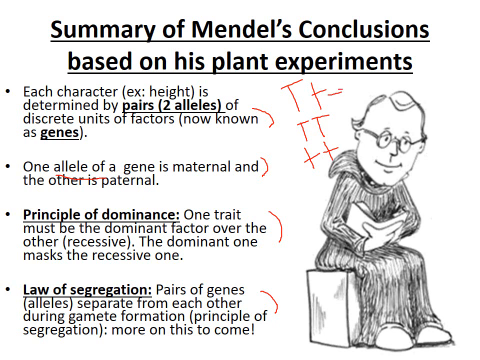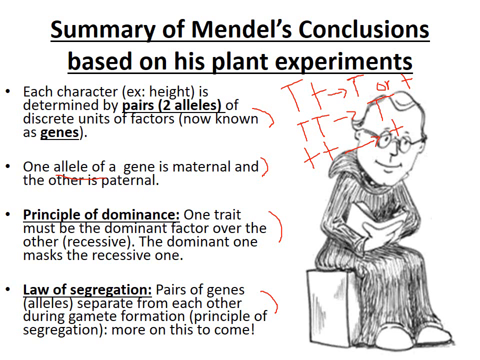So for example, this individual here could make a big T gamete or a little t gamete. It can make both gametes. 50% of the time it'll be big T, 50% of the time it'll be little t. This individual can only make big T gametes because there's only big T to give. And this individual can only make little t because there's only little t to give.